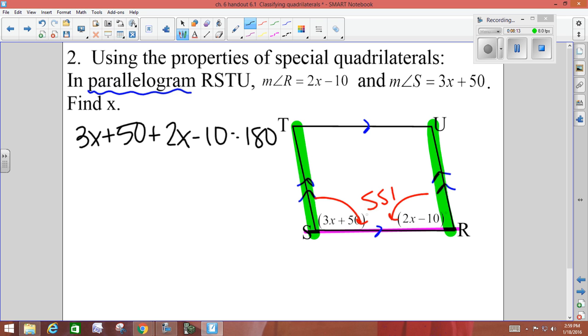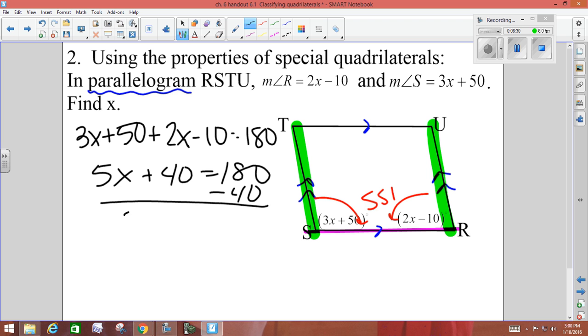You're still using information from last semester. You don't get to wipe it away. On the same side, combine them. 3x and 2x is 5x. 50 and negative 10 is positive 40. How do I bring that 40 over? So then we get 5x equals 140. Divide by 5.